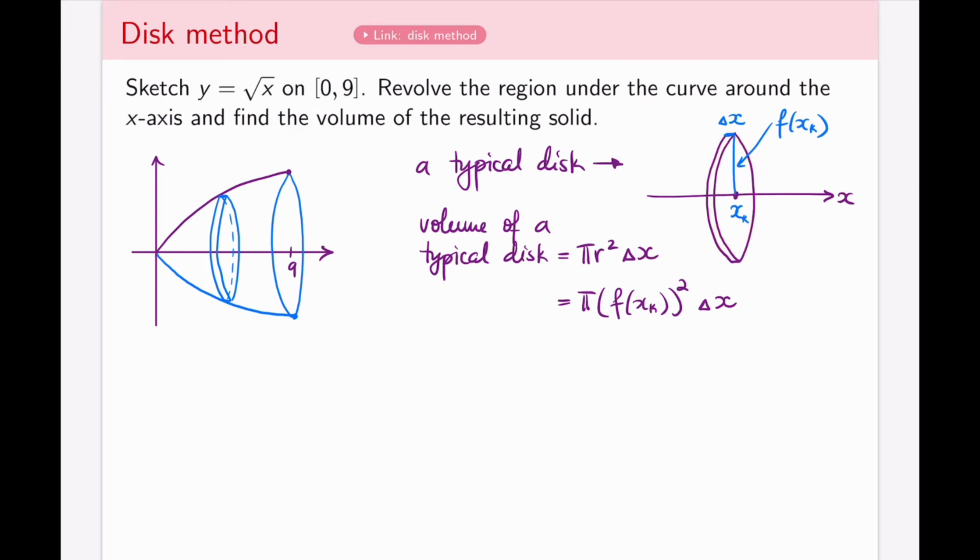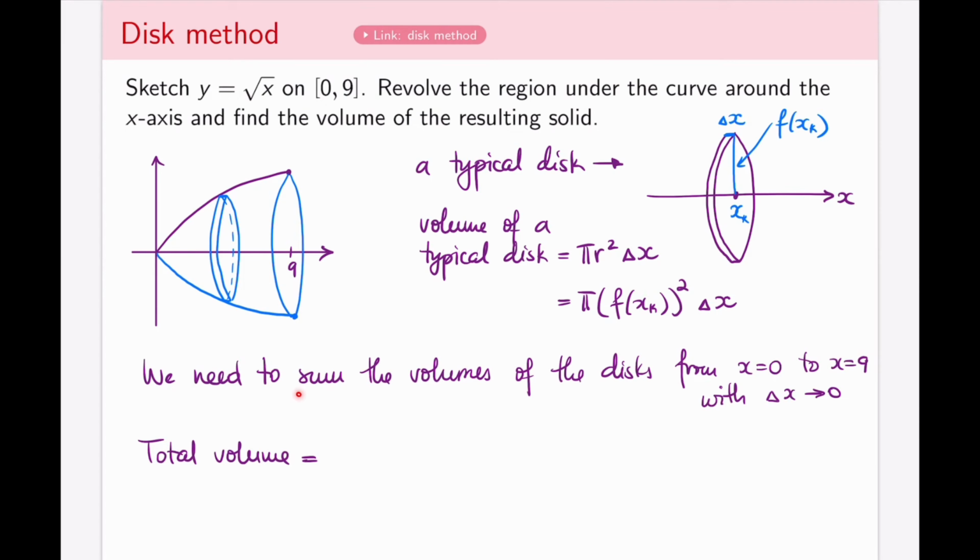Well, that's not quite what I want. I don't want the volume of just this one disk. I want the volume of all of these disks added up as they get built from 0 all the way to 9. We need to sum all the volumes from 0 to 9, and along the way, what I actually want is the thickness, the heights of these disks, to be a very, very small number. So let's record that and think about how we can put all of that together.